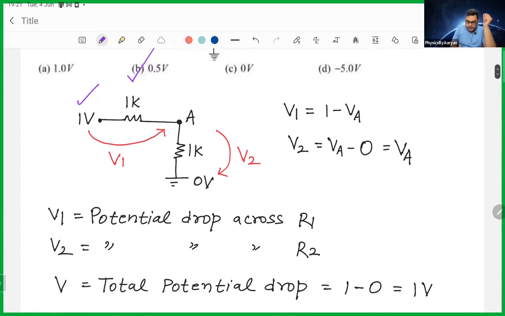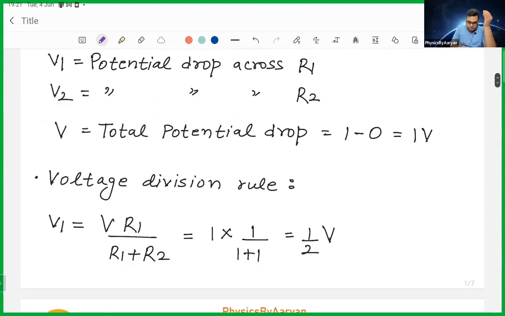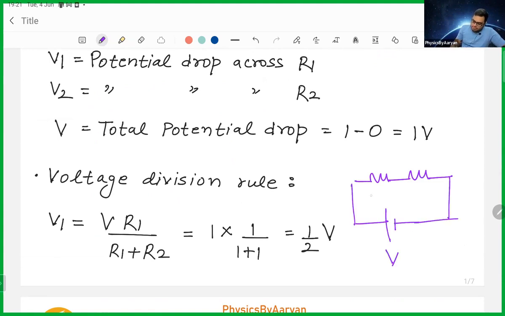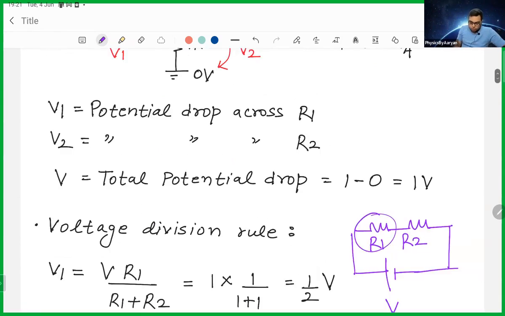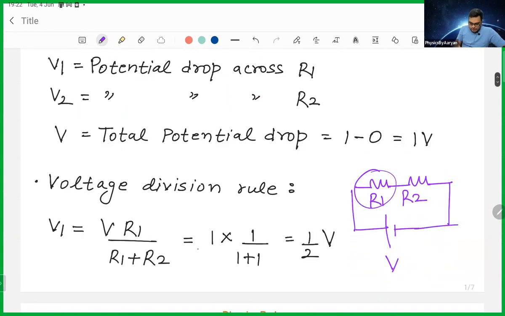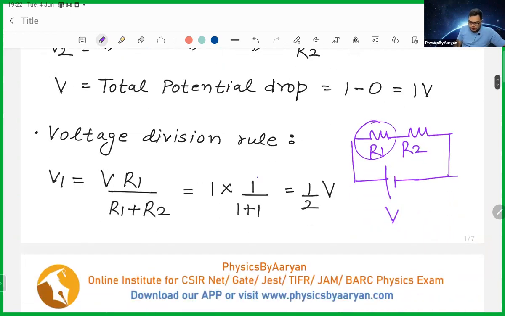The very simple rule here is we have to use the voltage division rule to find V1 and V2. Voltage division rule is very simple. If your total voltage V has to divide between 2 resistors, R1 and R2, then the voltage across R1 is the total voltage multiplied by R1 divided by R1 plus R2. The total voltage in this case is 1 minus 0, which is 1. Both the resistors are the same, 1 and 1. So 1 divided by 1 plus 1 is 2. So this is half volt.